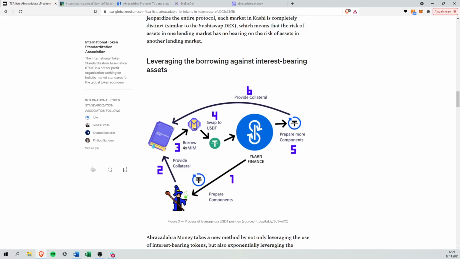I can now borrow MIM against my interest-bearing collateral, and what I can do then, especially for stablecoins, is something interesting. I can use this MIM, convert it back into Tether, again into Yearn, and basically repeat this process. And I think there's something like a 10 times loop, and so I can leverage my stablecoin position and therefore increase the overall yield. But it's also fair to say that for stablecoins, I think the collateralization ratio is not that high. So basically, I can borrow a lot of MIM against my Tether.